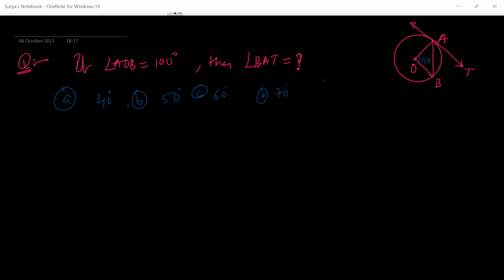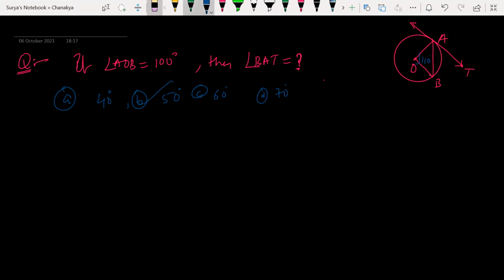What is the answer? Make it fast. Sir, is it B, 50 degrees? Yes, 50 is the right answer. Look at this here. In triangle AOB, since both sides are radii, the angles should be equal, right? So each should be 40 degrees. And we know that the angle between the tangent and the radius at the point of contact is 90 degrees. So 90 minus 40 is 50.